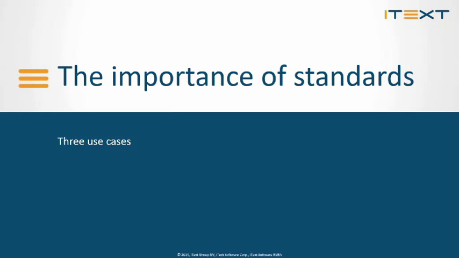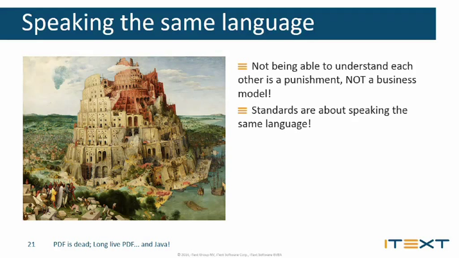Now, the importance of standards, I'm going to switch to the Bible. And you see the Tower of Babel, where the people of Babel wanted to build a tower that reached into the heavens. Because it was really arrogant of them, they got this punishment that they stopped talking the same language. So the carpenter wouldn't understand the mason anymore. And the mason wouldn't understand the guy who brought the bricks over the sea anymore. So not talking the same language is a punishment. And the result is that the tower never got built.